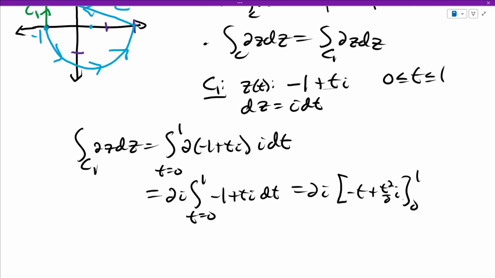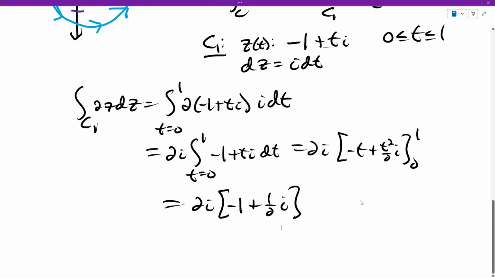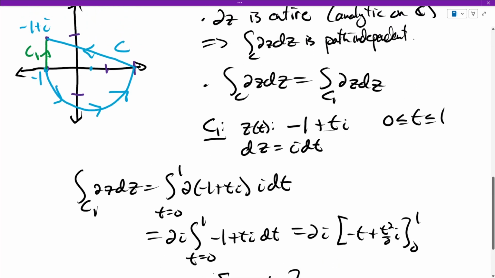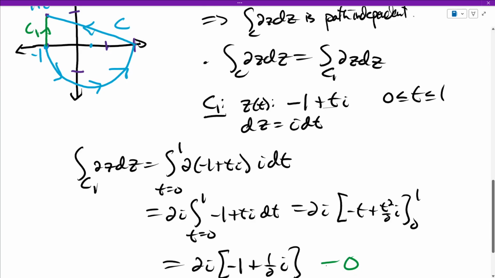And plugging in 0 annihilates everything, so we just have to plug in 1. So we get -1 plus 1/2 I when we plug in 1. Let me just indicate that we did in fact plug in 0, but it goes away. And then I think where we're going to get is -2I, and then 2I times 1/2 I is -1. So we get, if I'm doing this right, -1 minus 2I as our contour integral. And we did that without having to do all the nasty parameterizations. We just picked a convenient one because we knew our integral was path independent.